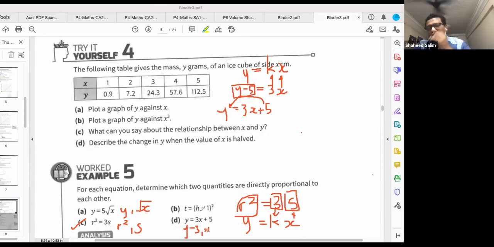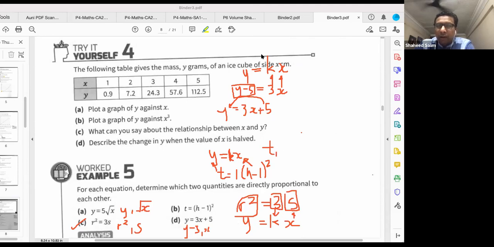What about this one on here? This one is like a trick question. Let's say y equals x. They didn't put a k. The k is there. Actually, the k is 1. So I put the k here as 1. So down here it means t equals 1 times h minus 1 square. So t is the y, x is h minus 1 square, k is 1. So t is directly proportional to h minus 1 square.